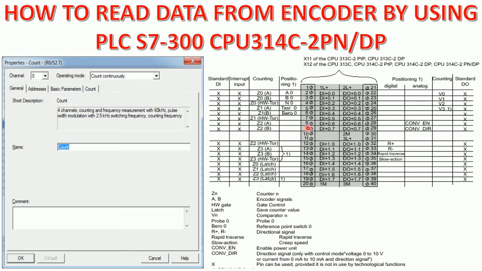I would like to explain a little bit about the connection. For the encoder, you see A, B, it means we can connect the signal A and B from the encoder to this terminal. And for supply, we can connect from the power supply to 1L plus and 1M. 1M means minus or negative, and 1L plus means positive or plus.